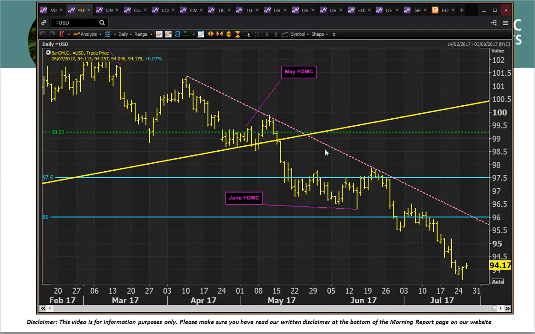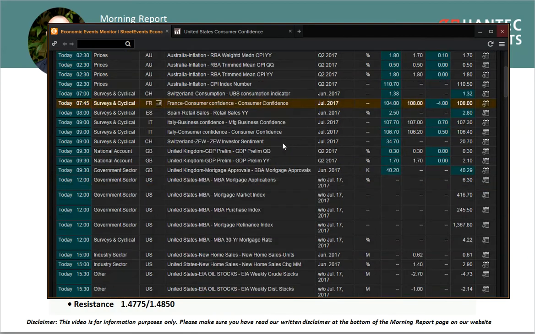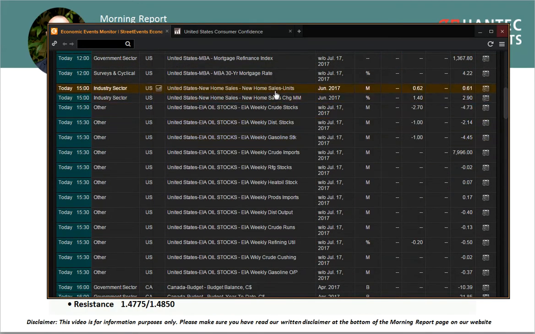So quite a lot going on today. The FOMC meeting is the main event. But in terms of your equity markets, we had a bit of a bounce. That bounce has continued today. So we've had that UK growth data. We've got US new home sales this afternoon at 3 o'clock, 6:15 is the expectation. Then crude oil inventories from the EIA, 2.7 million barrels of drawdown, and then distillates and gasoline both 1 million barrels of drawdown.